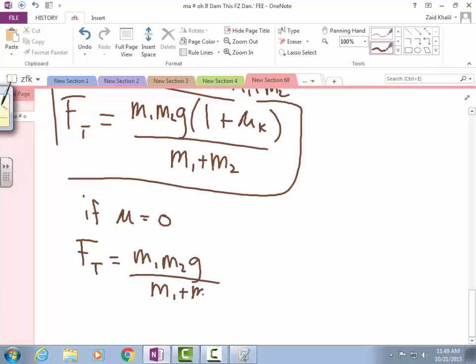Right? What should this correspond to? Anyone? That should correspond to the force of tension you're supposed to derive in your lab tomorrow. Right? So now, notice. Anybody notice something? Take a look at the hanging Atwood derivation.